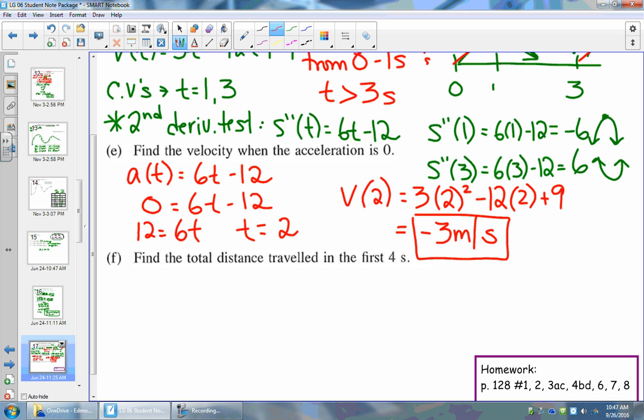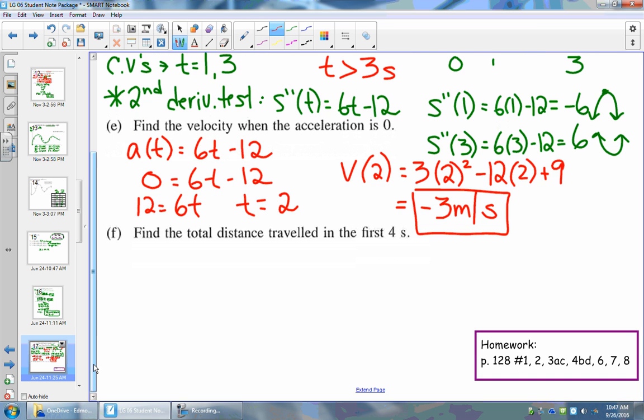All right, and the last question on this lesson is, find the total distance traveled in the first 4 seconds. We did a question very similar to this one in that last lesson. Again, what we need to think about is our table, and looking at our critical values, because whenever we have a critical value, something is happening. It's either changing direction or stopping, or something's going on. So we need to figure out what the distance is in each little interval.